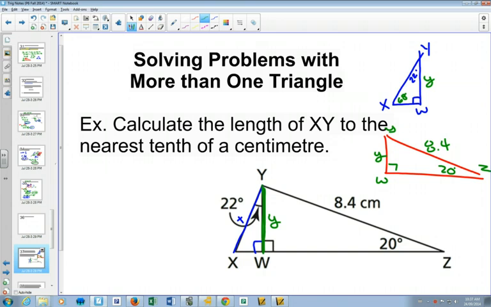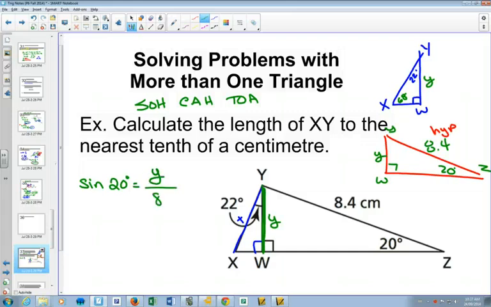So I look at my red triangle. If I want to find y, according to my definitions, what do I have? The 8.4 on my red triangle is my hypotenuse, right? I know the angle of 20, and y would be the opposite of 20. So sine, cos, or tan? Sine. So I write out sine of 20 degrees will equal the opposite side, which is y, over the hypotenuse, which is 8.4. Multiply both sides by 8.4, and I'll get 8.4 sine of 20 equals y.